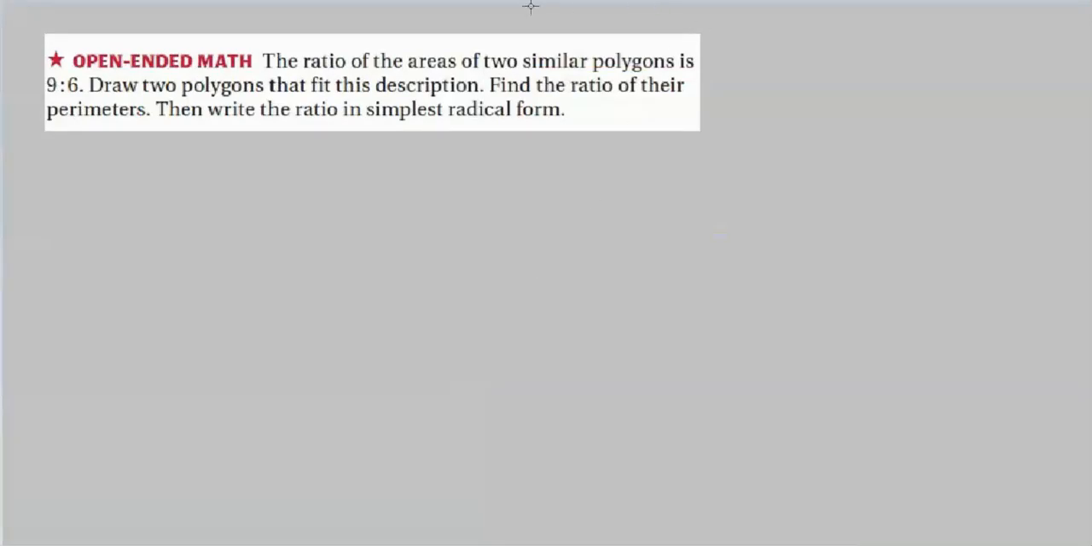Well, this looks not too bad. First thing they asked us to do is to draw 2 polygons that fit the description that the ratios of the areas are in the ratio of 9 to 6. Well, too bad they said polygons. Circles would be the easiest. But since they didn't specify any particular type of polygon, we might as well grab the easiest one, right? I would say squares would be super easy to draw such that these area ratios were true.